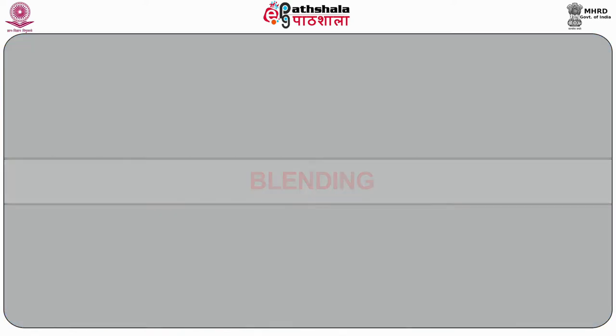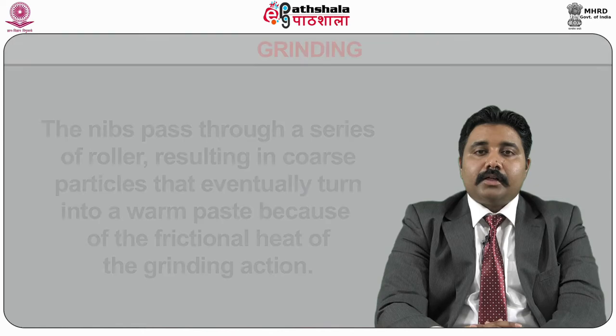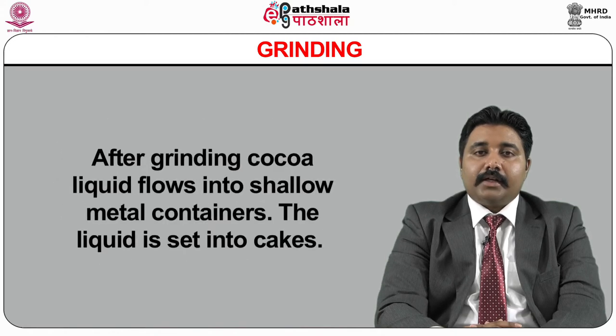Blending. Two or more types of cocoa are blended together to get a better product before it is sent into the grinding machine. Grinding. The nibs pass through a series of rollers, resulting in coarse particles that eventually turn into a warm paste because of the frictional heat of the grinding action. After grinding, cocoa liquid flows into the shallow metal containers. The liquid is set into cakes.